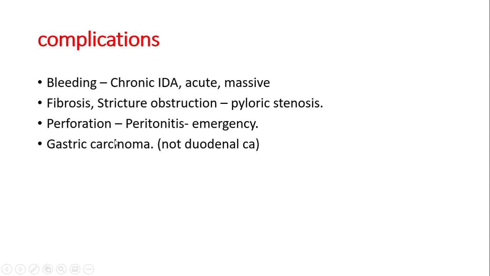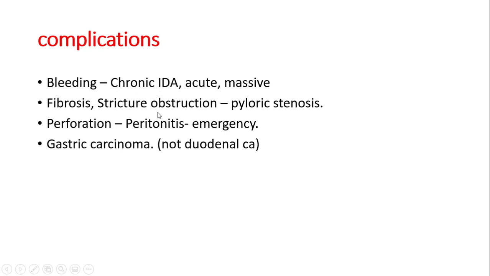The complications of peptic ulcer disease are bleeding, upper gastrointestinal bleeding, hematemesis and melena, and perforation also. Bleeding can result in chronic iron deficiency anemia. The bleeding can be acute, massive, or even fatal, and it is also a surgical emergency, necessitating urgent correction and surgical ligation of the eroded vessel.